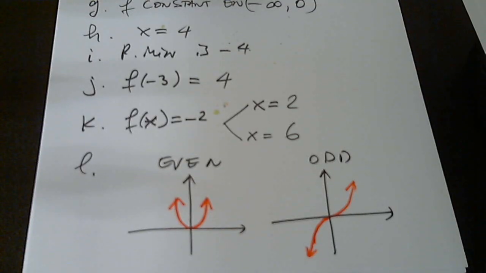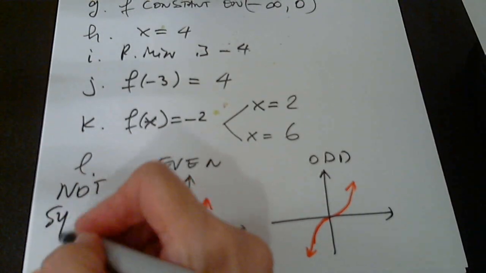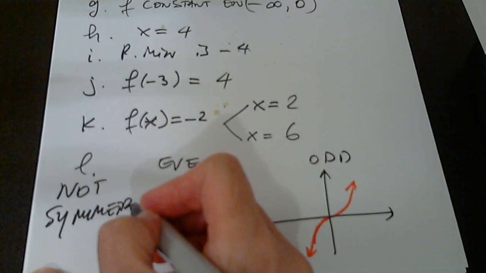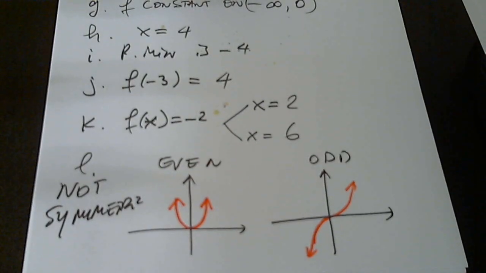So now let's look again. Is this function odd, even, or none of the above? None of the above. Of course, not symmetric. It's not symmetric with respect to the y-axis. Look at this side, look at this side. It's not symmetric over the origin. Look at this side, look at this side. Not symmetric whatsoever.